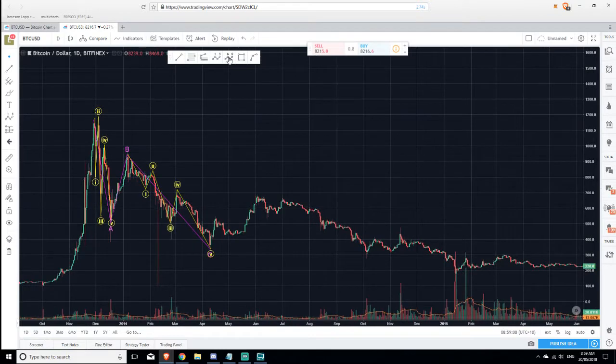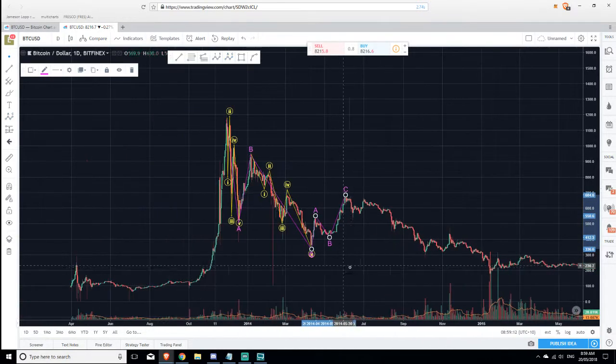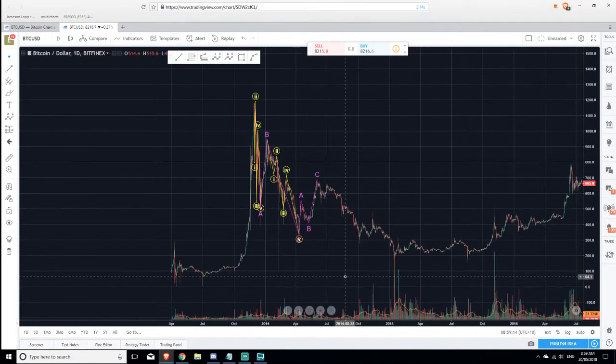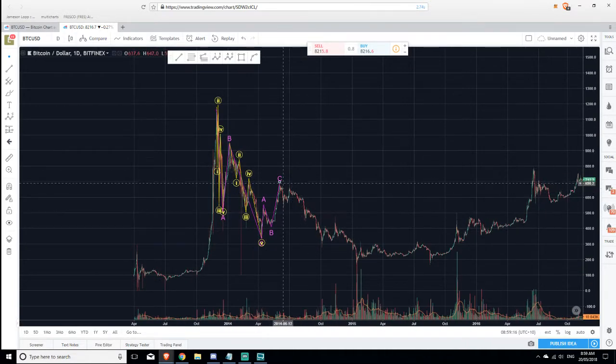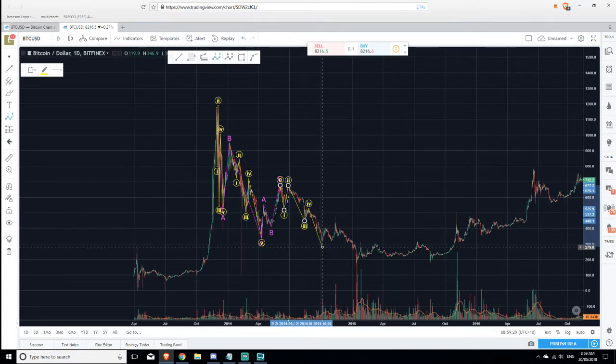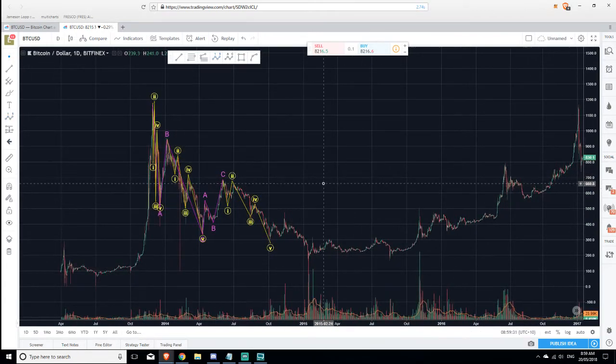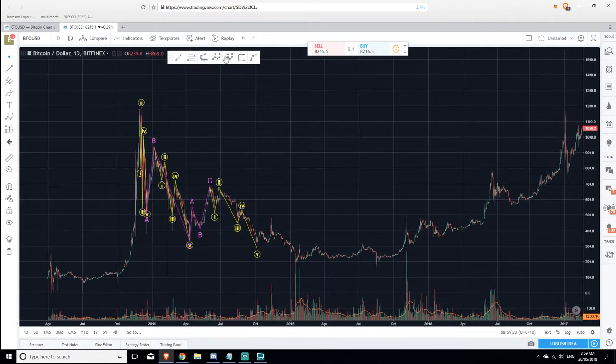Then we had a 3-wave ABC, so 3-wave up, and then 1, 2, 1, 2, 3, 4, 5, 3, 4, 1, 2, 3, 4, 5. Yep, so 5 waves inside here. 1, 2, 3, 4, 5. Yep, so that's the first A.